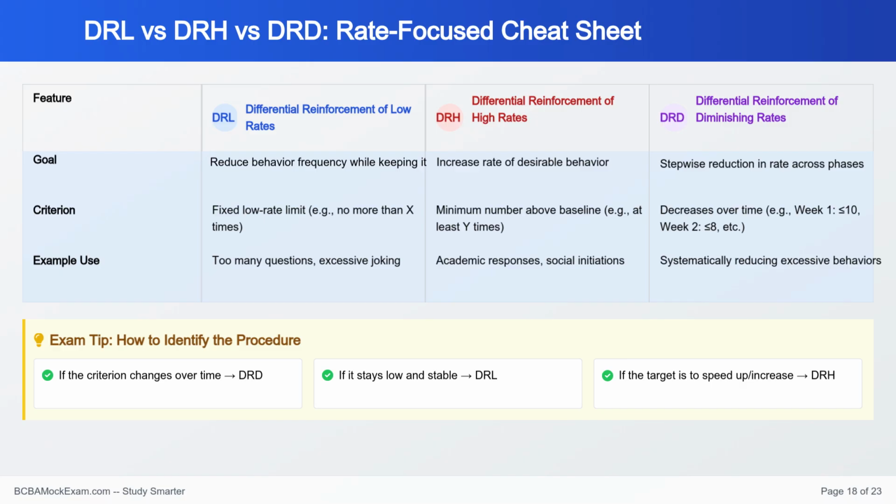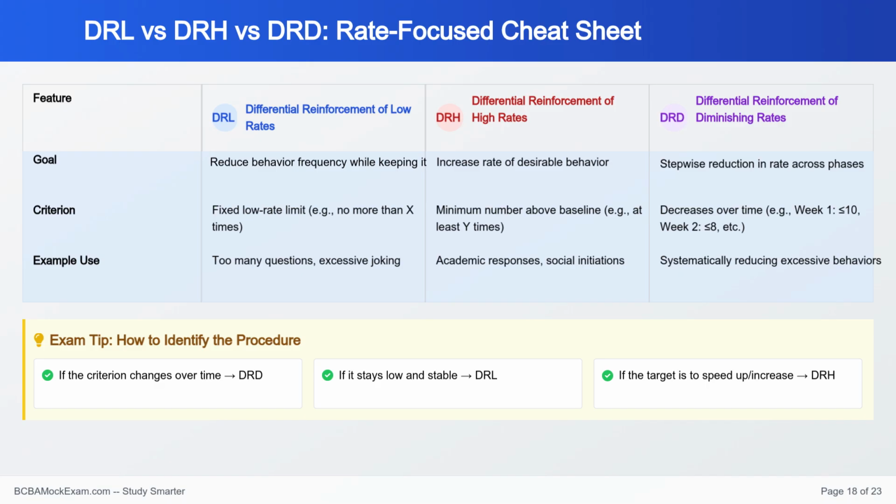This slide is your quick reference guide for all the rate-based differential reinforcement procedures, DRL, DRH, and DRD. These 3 often show up in BCBA exam scenarios, and the test loves to see whether you truly understand the goal plus criterion relationship. So let's break it down clearly. DRL, Differential Reinforcement of Low Rates, is used when the behavior is acceptable but happening too often. You're reducing frequency while keeping the behavior. The criterion is a fixed low rate limit.